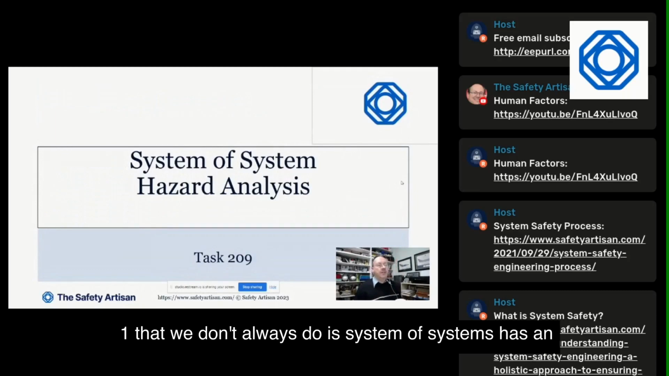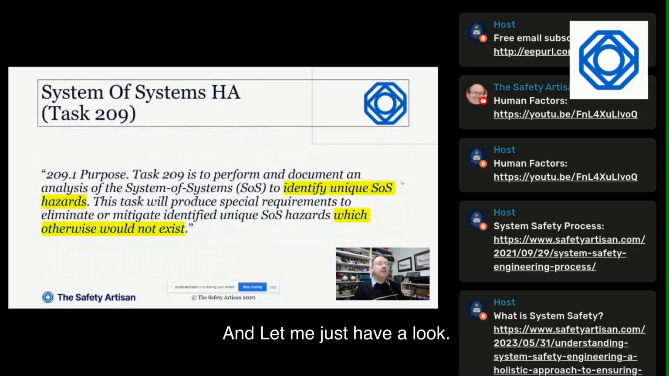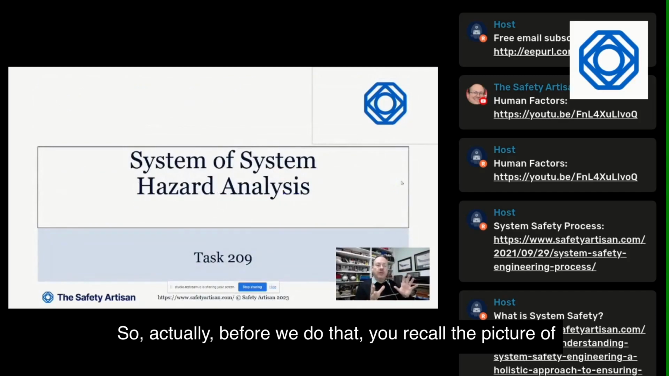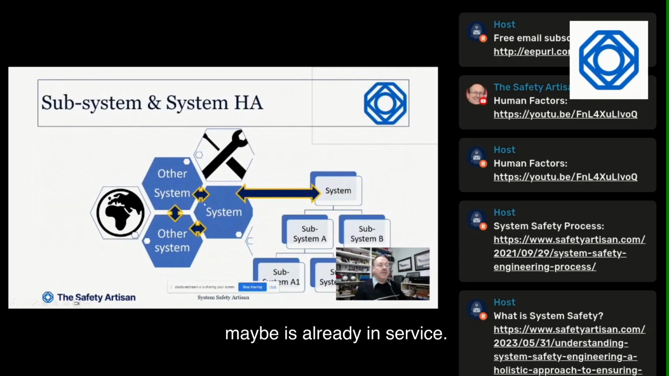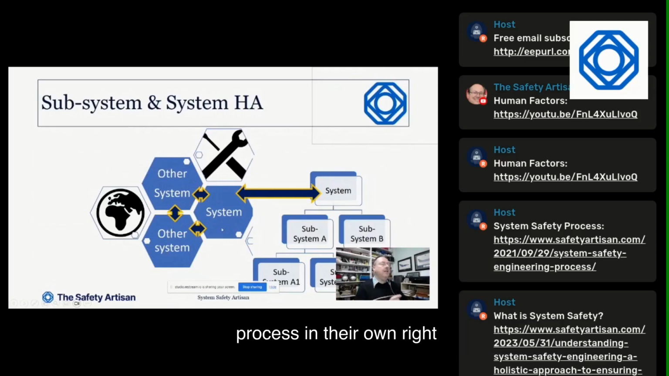One that we don't always do is system of systems hazard analysis, which is task 209. Actually, before we do that, you recall this picture. We've got our system, which maybe is already in service. And then we need to think about how it's going to work with these other systems that might already be in service. All of these things might have gone through a safety process in their own right, but now we want them to work together.